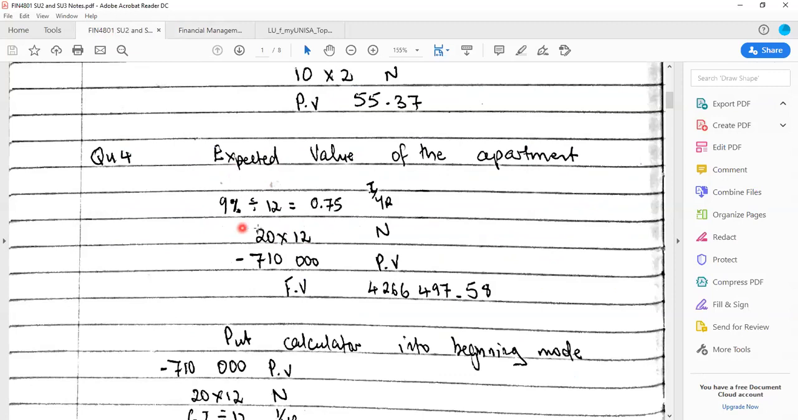So, first of all, you are supposed to get the future value of the apartment, given that the apartment is currently costing 710,000, which is the PV, 20 by 12.